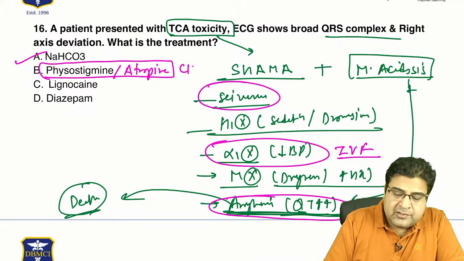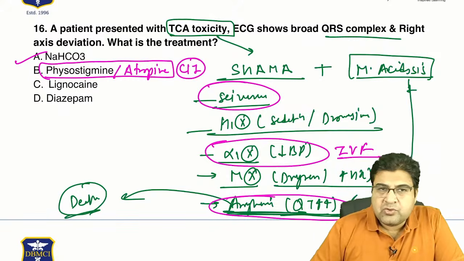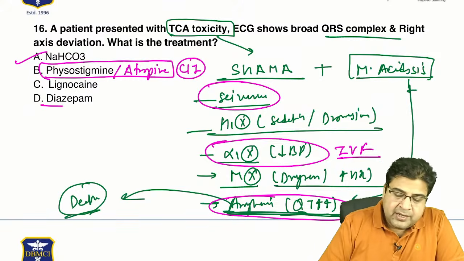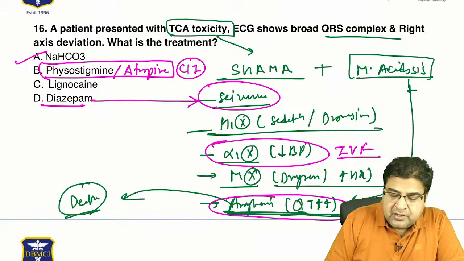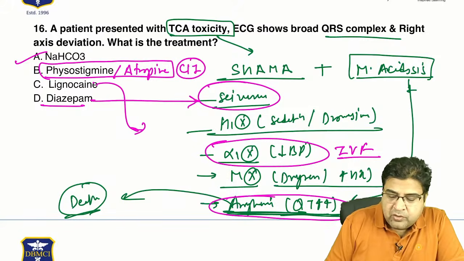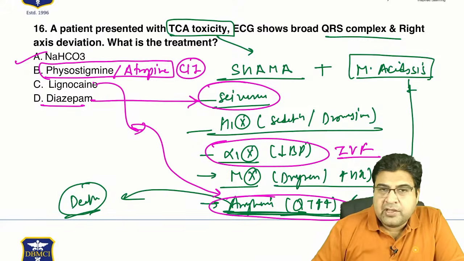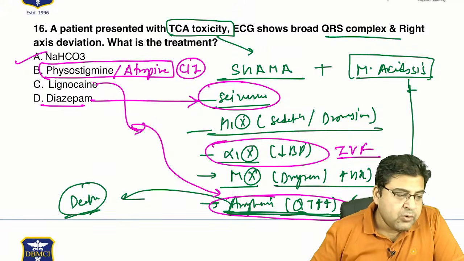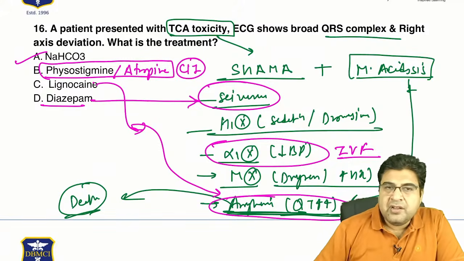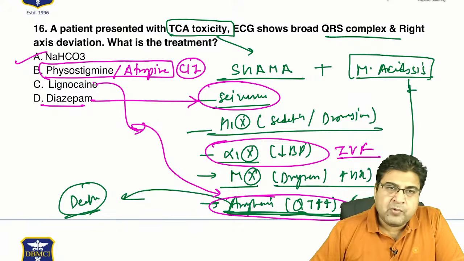Physostigmine and atropine are strictly contraindicated. So these two medicines are contraindicated. Diazepam is given to control seizure. Lignocaine can be given to control arrhythmia, not the QT prolongation, but the other types of arrhythmia.